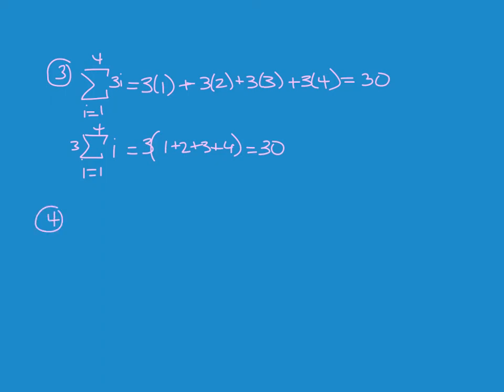One other type of problem that you might see is something like this. If you see something where you have just a constant, you don't have anything to plug the 1, 2, 3, and 4 into. So my first term is just going to be 3. My second term is just going to be 3. Third term is 3. Fourth term is 3. So the answer for that one is 12.